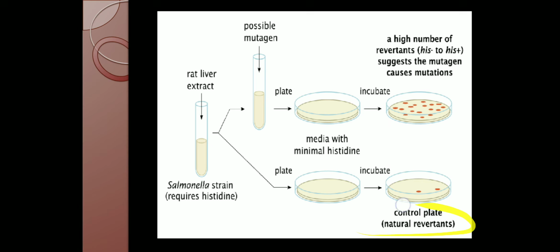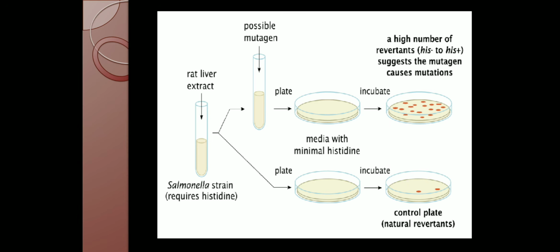So they are called natural revertants. Naturally they get reverted. Without a chemical, it gets reverted naturally. Such revertants are called natural revertants, but only one or two colonies will be observed.